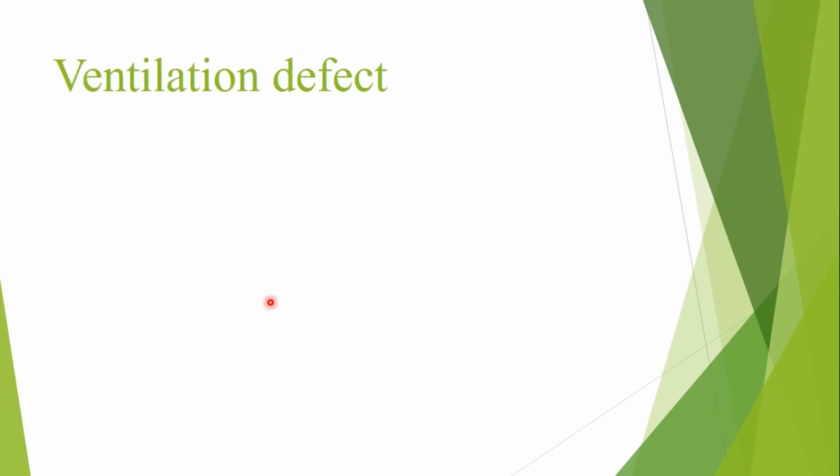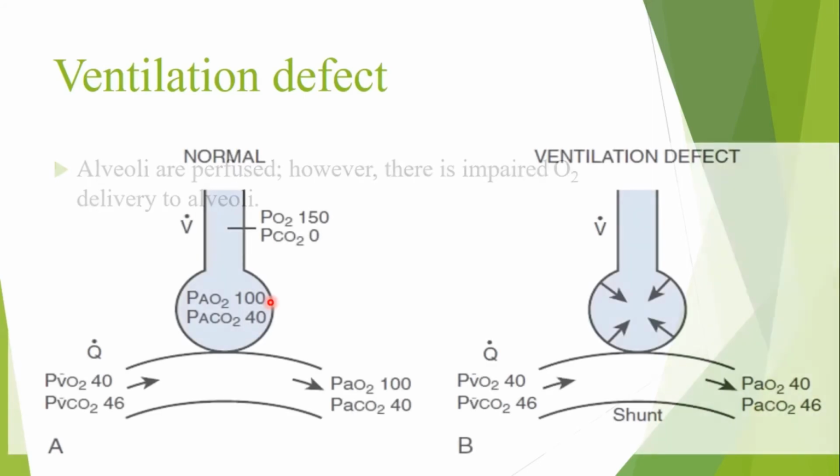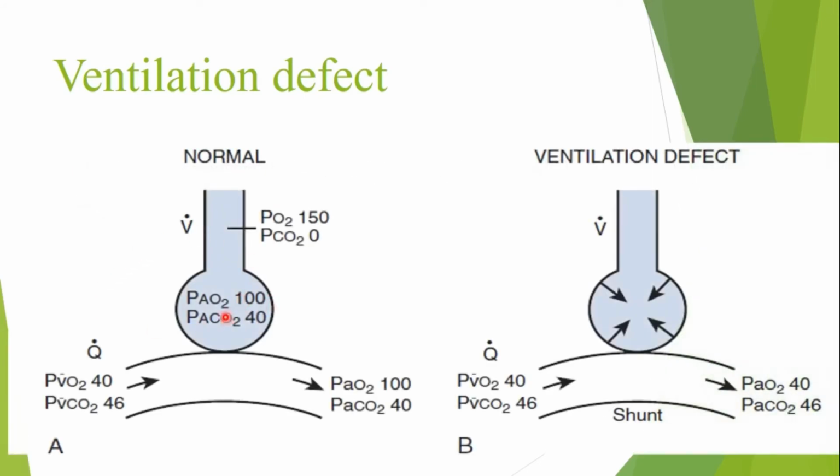Another cause of hypoxemia is ventilation defect, and in ventilation defects, alveoli are perfused. However, there is impaired oxygen delivery to the alveoli. For example, this is what happens normally. Oxygen diffuses from the alveoli into the pulmonary capillaries, and as a result, the partial pressure of oxygen in the pulmonary capillaries is going to increase. So in ventilation defect, this alveolus is not ventilated well, so the partial pressure of oxygen in this alveolus is reduced, and as a result, the partial pressure of oxygen in this pulmonary artery is going to be reduced as well.